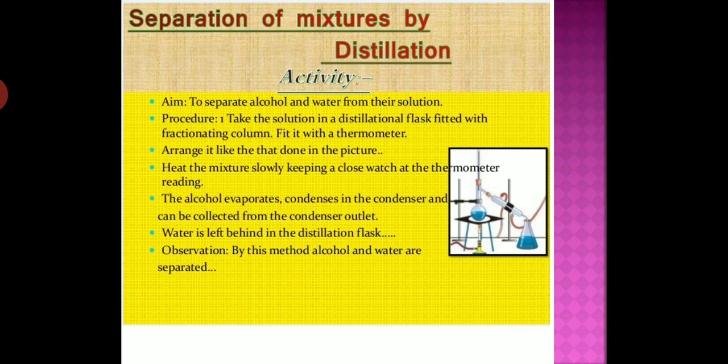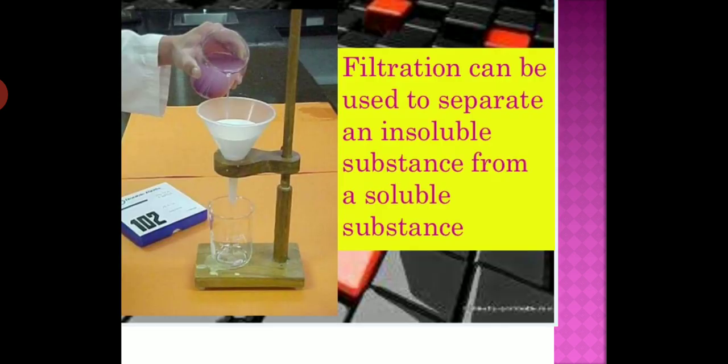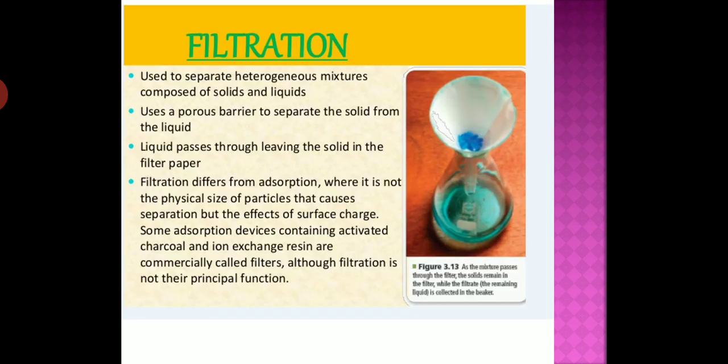Understand? Alcohol and water. Alcohol is a very volatile material. And we have also discussed distillation. How can you separate substances by distillation and filtration also? So I hope you understand, student.